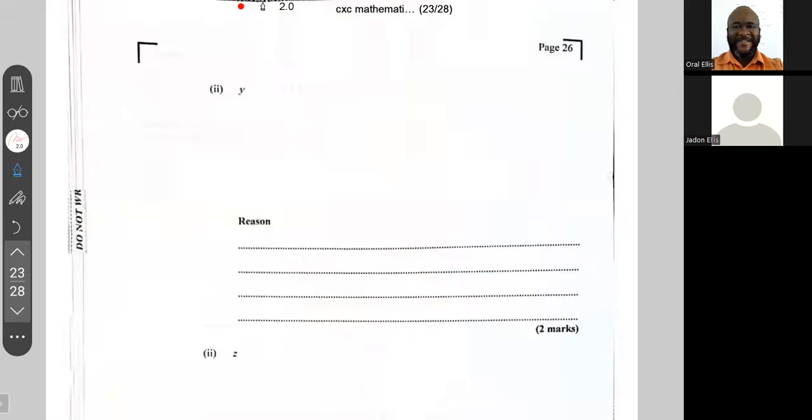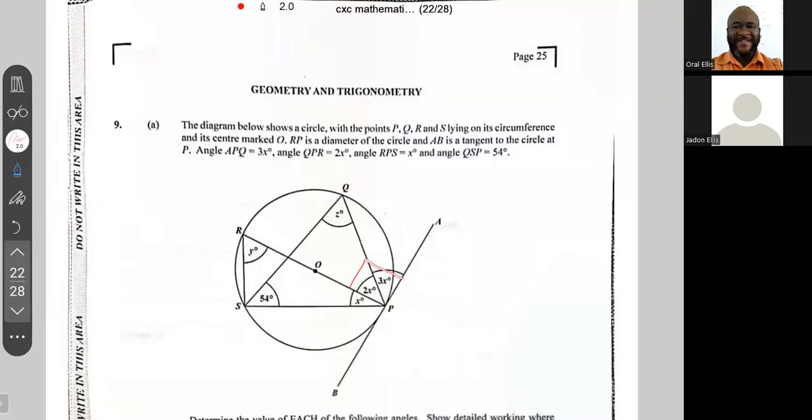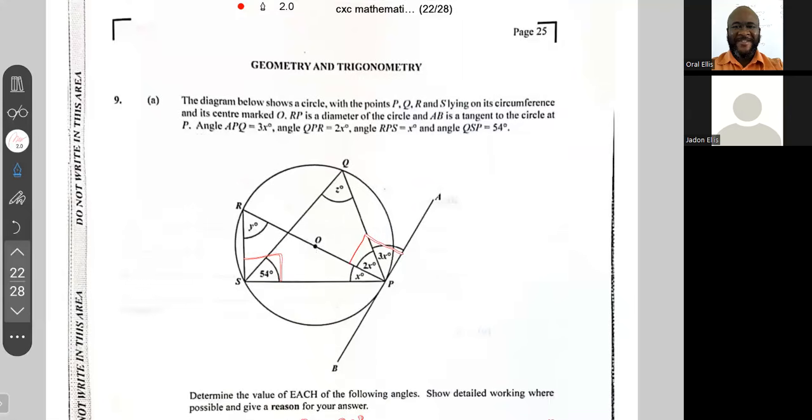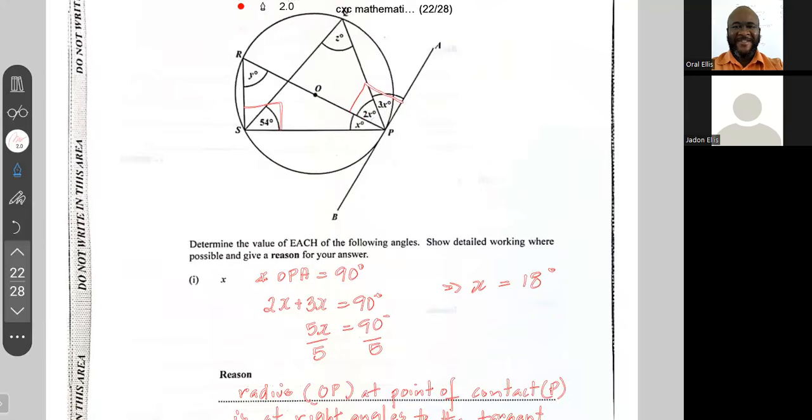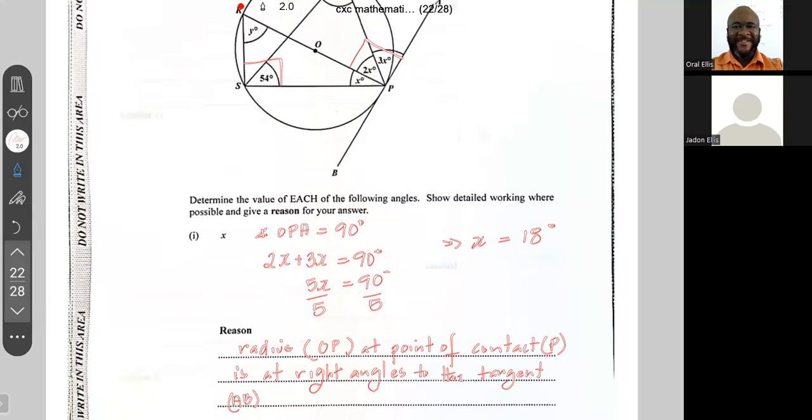Find y. Let's go back to our diagram. All right, y. What are we going to use to find y now? To find y, what is coming to my mind is to use the fact that this angle, angle RSP, is equal to 90 degrees. It's an angle in a semicircle. So these three angles, y plus 90 plus x, would be equal to 180 degrees. So I'm going to use that.